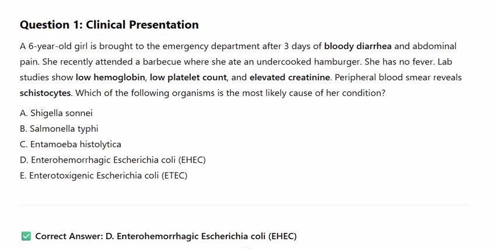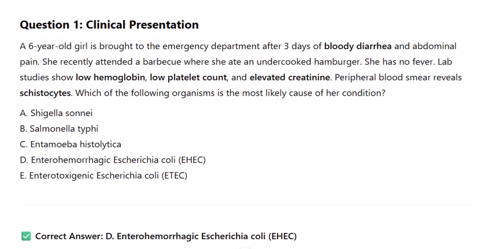A. Shigella sonnei, B. Salmonella typhi, C. Entamoeba histolytica, D. Enterohemorrhagic Escherichia coli, E. Enterotoxigenic Escherichia coli. Correct answer. D. Enterohemorrhagic Escherichia coli. Explanation.